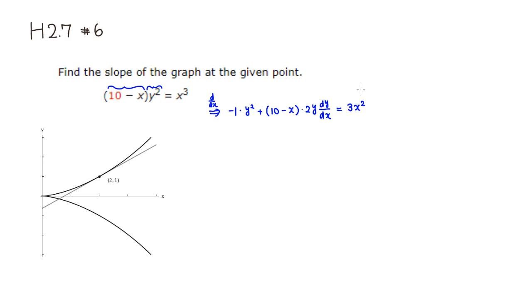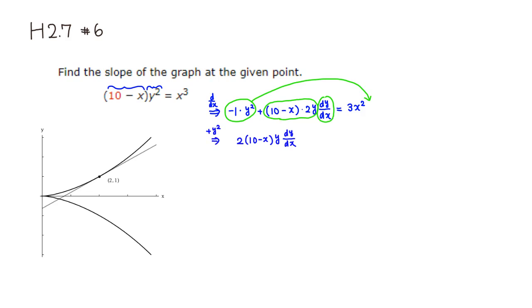So we have that. Then all you have to do is isolate dy over dx, because this is the derivative we're looking for. The first thing I would do is move this term over to the other side, which we can do by simply adding y squared. So you end up getting 2 times the quantity 10 minus x, times y, times dy over dx. That takes care of all these guys right here.